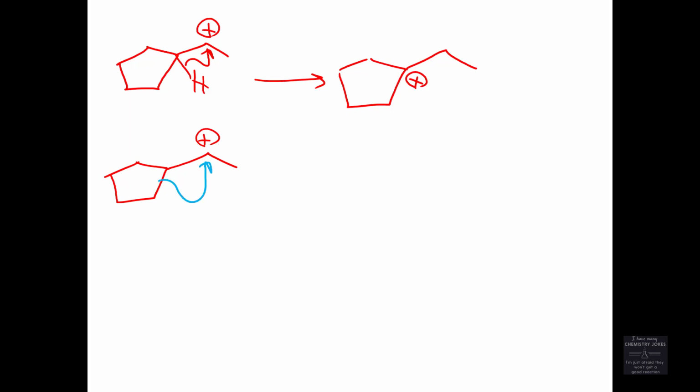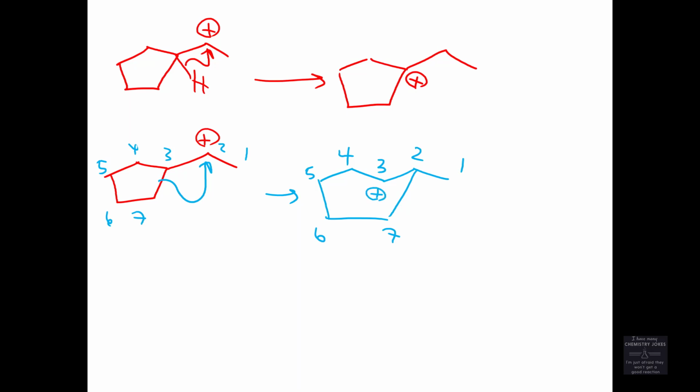1, 2, 3, 4, 5, 6, 7. A new bond being made between 2 and 7. Who gets the plus charge? Who was the loser? Carbon number 3. So you might say, why would I rearrange this secondary carbocation to become another secondary carbocation? Because a 6-membered ring is more stable than a 5-membered ring. So you can shift secondary to secondary in this case because you are becoming more stable. A 6-membered ring is more stable than a 5-membered ring.